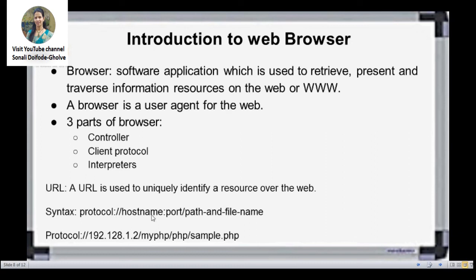Then next is your host name, meaning your system domain name, your DNS name. After this, the port, the TCP port number. Here we are providing the port number, and next is the path and file name. Path and file name means the name and location of the requested resource.